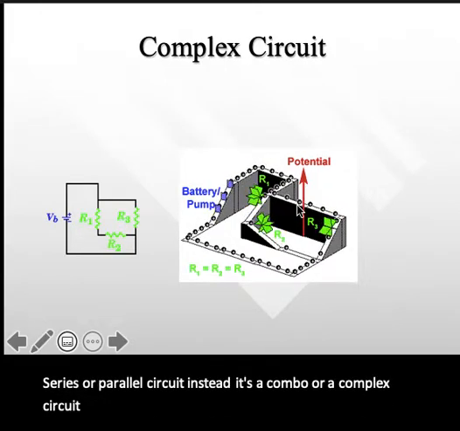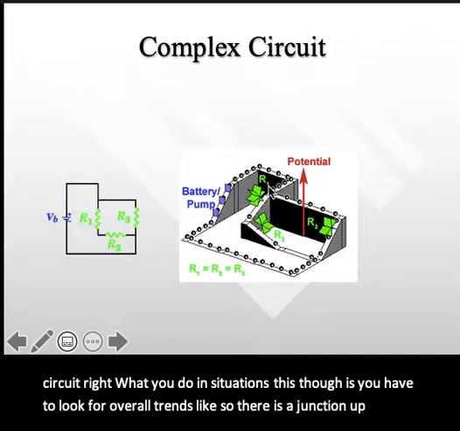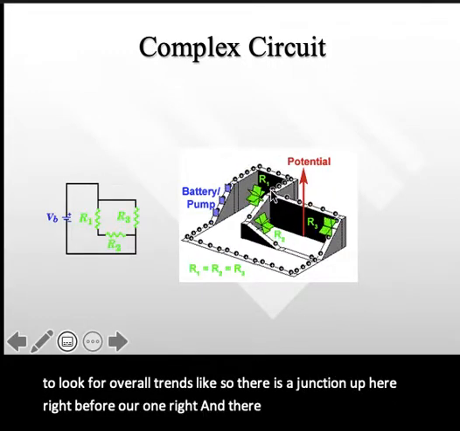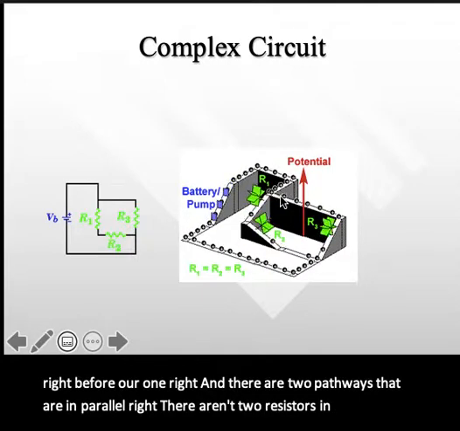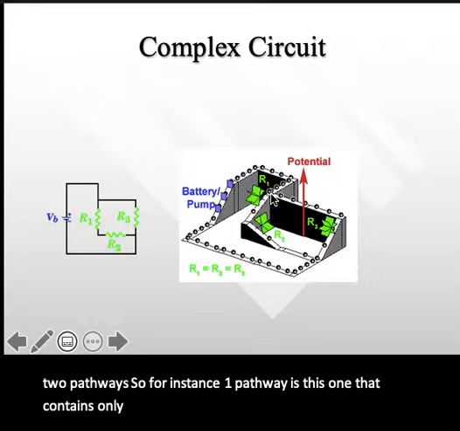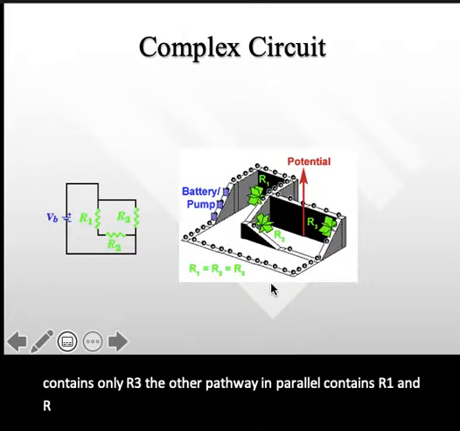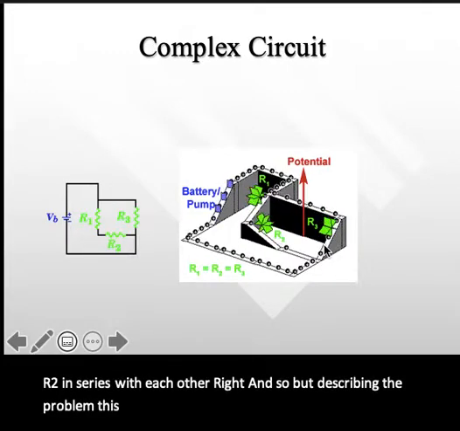What you do in situations like this, though, is you have to look for overall trends. So there is a junction up here right before R1, right? And there are 2 pathways that are in parallel, right? There aren't 2 resistors in parallel, but 2 pathways. So for instance, one pathway is this one that contains only R3. The other pathway in parallel contains R1 and R2 in series with each other, right? And so by describing the problem this way, we see how we can break this down, right?